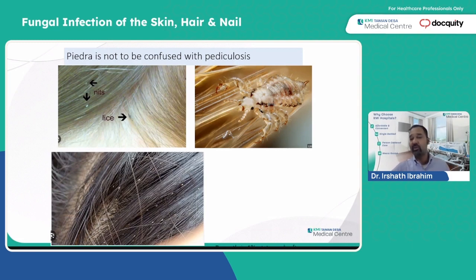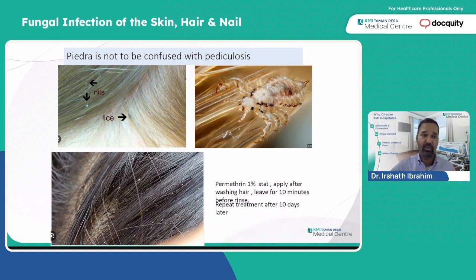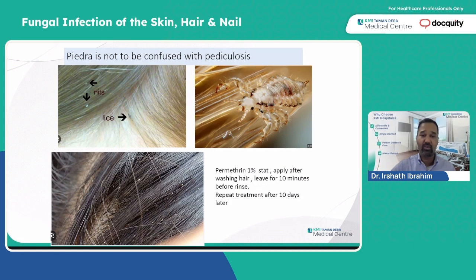For head lice, you have to give permethrin 1%. Permethrin 5% is for scabies; permethrin 1% is for pediculosis. So after you shampoo your hair, apply permethrin, leave it for 10 minutes before rinsing, and repeat after 10 days. So these are the treatments for piedra.